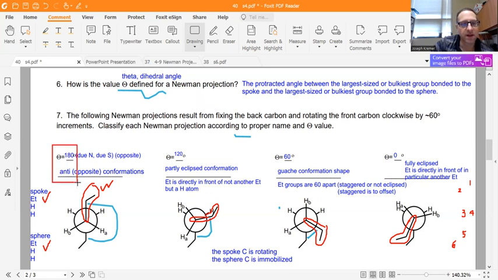180 degrees is the anti. 120 degrees is the partly eclipsed. 60 degrees is the gauche. 0 degrees is the fully eclipsed.